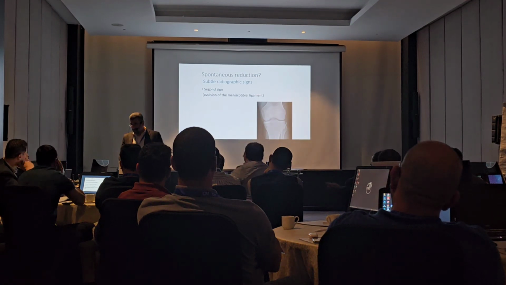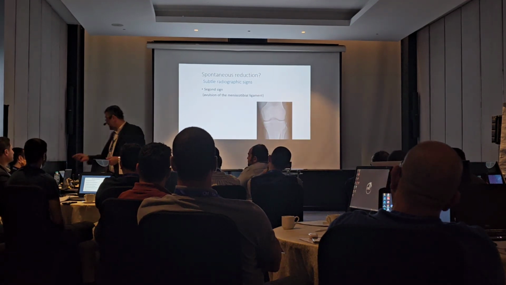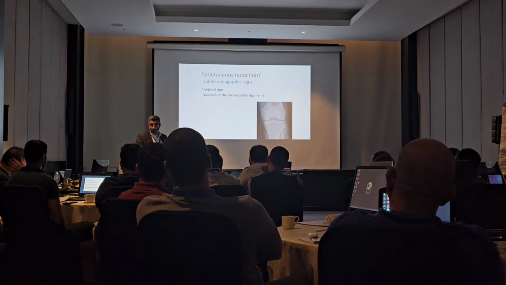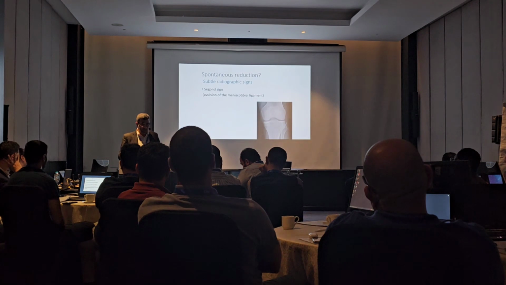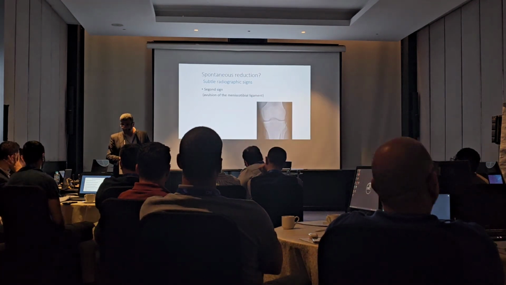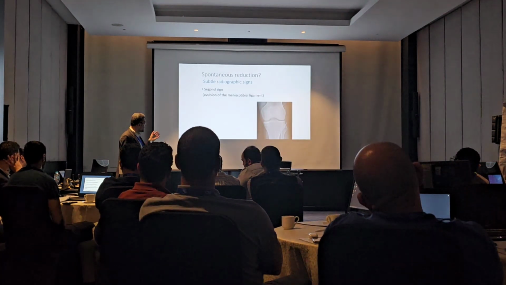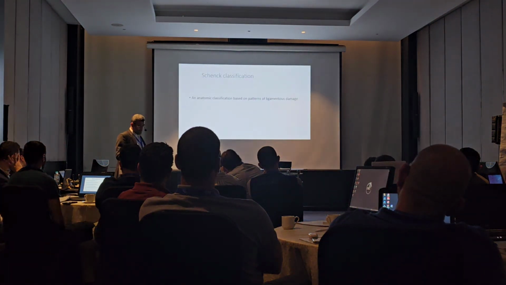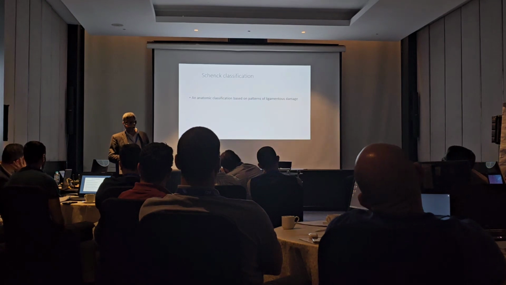Another sign, what's called this, Victor? What do we call this sign? This is the Segond sign, which indicates a bulging of the capsule of the deep meniscofemoral ligament. This is an innocent looking sign, but it's not. The Schenck classification, which is called patho-anatomy.